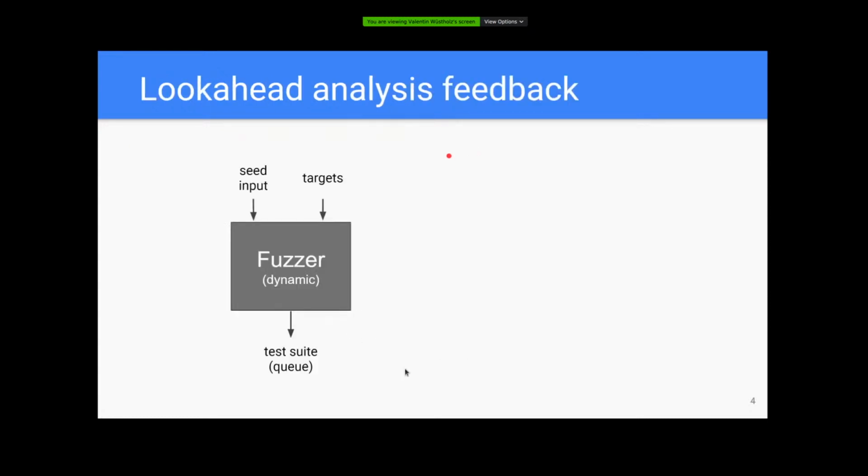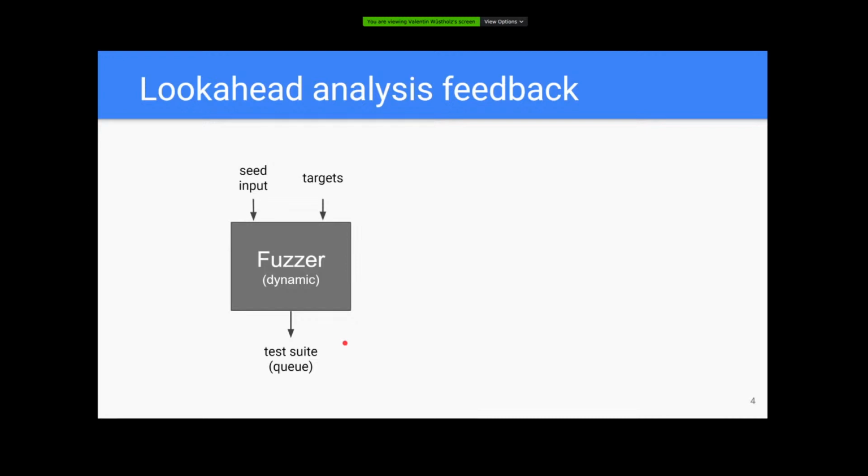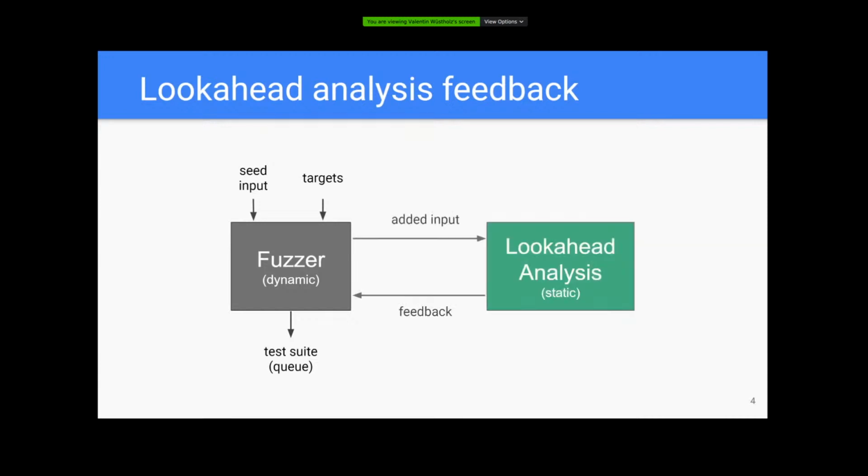So in this work, I present you a new type of analysis that allows you to compute such feedback for a fuzzer. And on the left-hand side, you can see a fuzzer. It takes a seed input, and it takes a set of target locations. And then it produces a test suite that is stored in a queue. And new elements are added to that queue when the corresponding input achieves new coverage. So when we add an input to the queue, we run our so-called look-ahead analysis. And this is an online static analysis that analyzes the input, and it produces feedback that can then be used by the fuzzer.